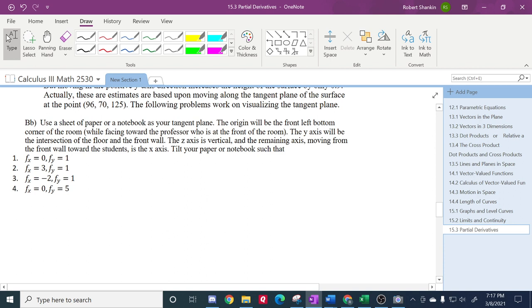Use a sheet of paper or a notebook as your tangent plane. Now, this activity we're going to do now, I usually do in the physical classroom. It's the first time I'm doing this online, so it's going to be a little more challenging. The origin will be the front left bottom corner of the classroom, facing toward the professor who's at the front of the room. The y-axis will be the intersection of the floor and the front wall. The z-axis is vertical, and the remaining axis, moving from the front toward the students, is the x-axis.